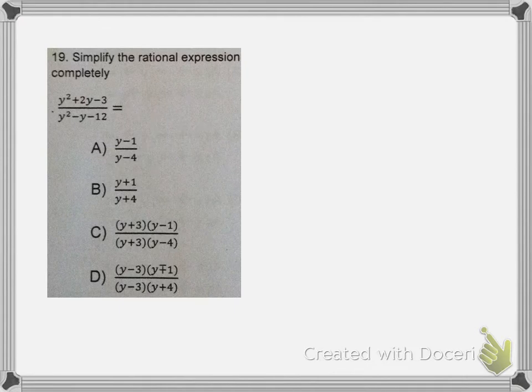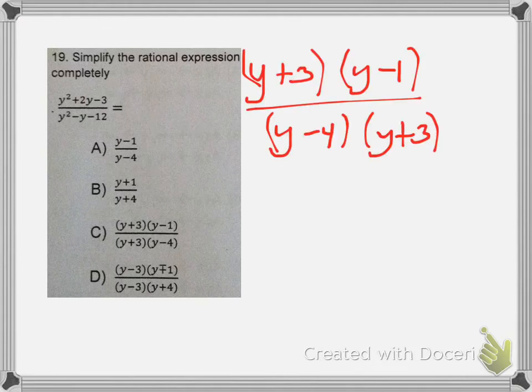Alright, here on 19, you're going to need to factor. I'm going to do that real quick. Alright, so I paused it and did that. You might want to look over how I got this, but this is how that factors. And now all I'm going to do is cancel out anything that should divide out to equal 1. So that's it, y minus 1 over y minus 4.